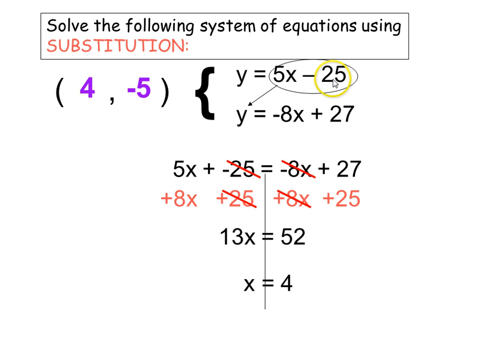20 minus 25 is negative 5, which is our y value. If I move to the bottom one, negative 8 times 4 is 32. And 32 plus 27 is negative 5, right there. So our solution to the system is 4, negative 5. These are the coordinates that satisfy both of these equations at the same time.